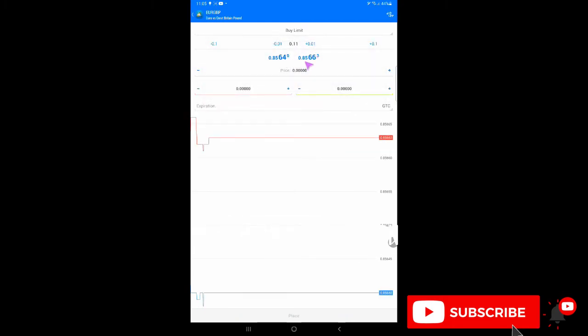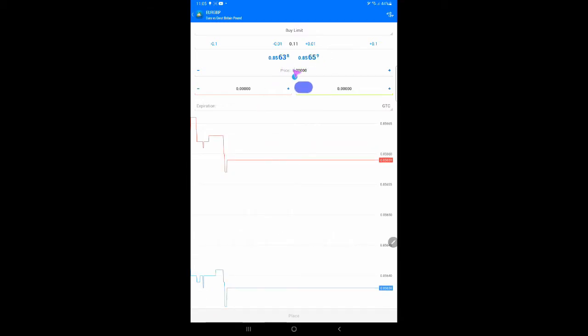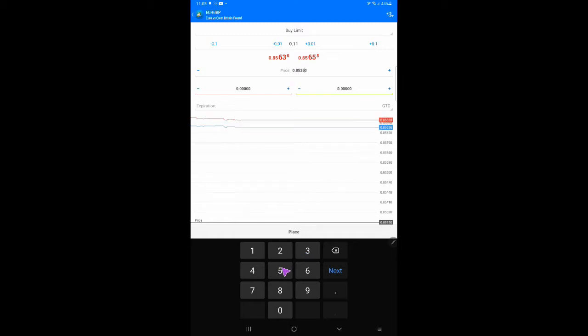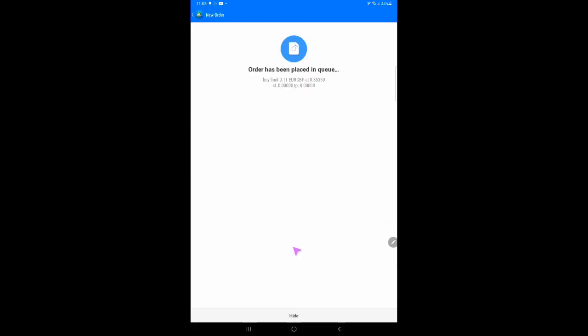All right, buy limit is an order you place below the current market price, anticipating a bullish move. So I'm anticipating that the current market price will sell down to my entry. So this is my entry, so I'll put that price here, 0.8535. This is my entry price. All right, so I'll click place.